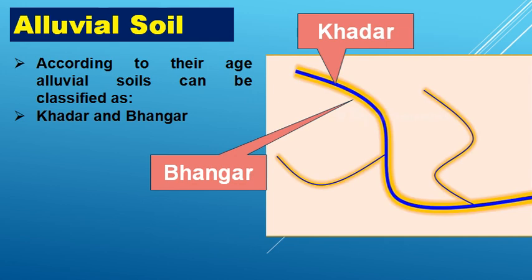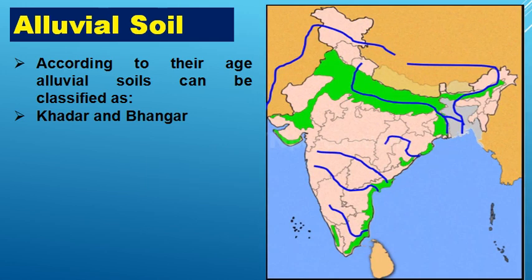But every year the new layer of soil comes. The earlier one is pushed back and it becomes an old one. These are the Bhangar soil, because these are very dry areas and in summer there is intense heat.